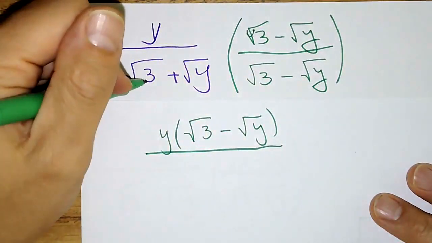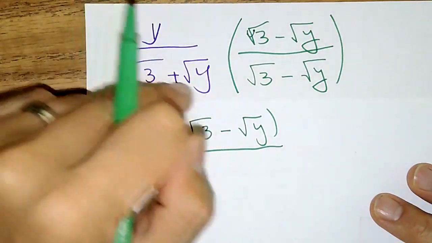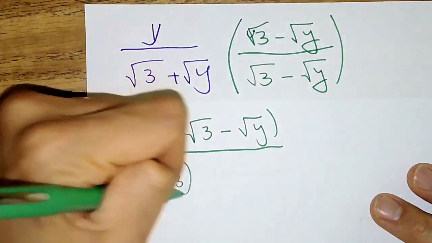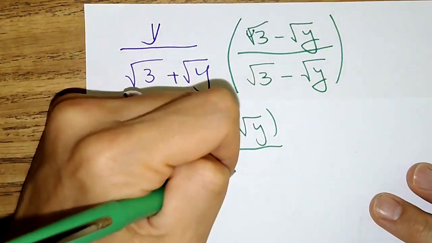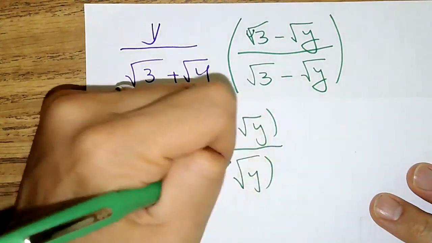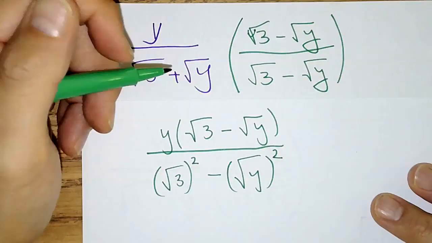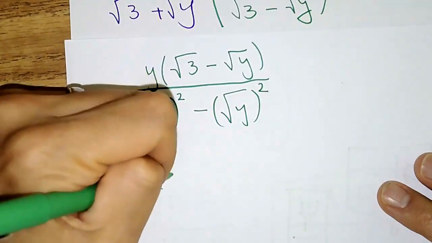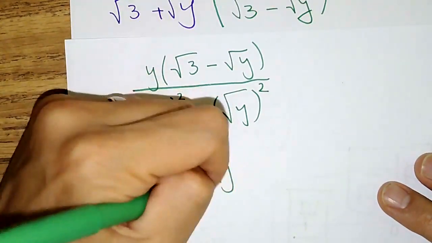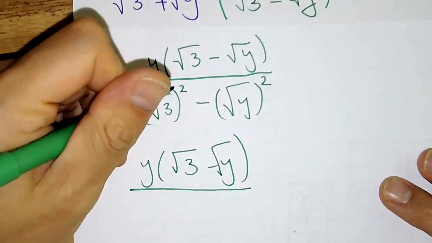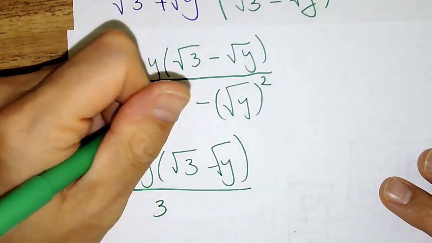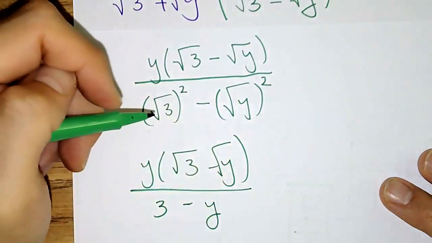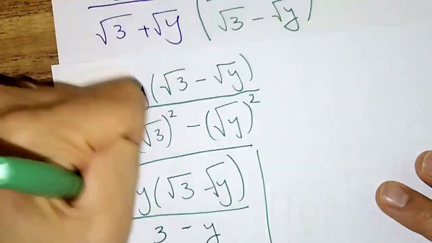All right? Here, I know I have the same term, square root of 3 and square root of y. I have a plus and a minus, so we're going to square the first term, minus in between, square the second term, okay? So again, leaving the top as it is, square root of 3 squared is 3, minus square root of y squared, that's just y. And that would be my answer.